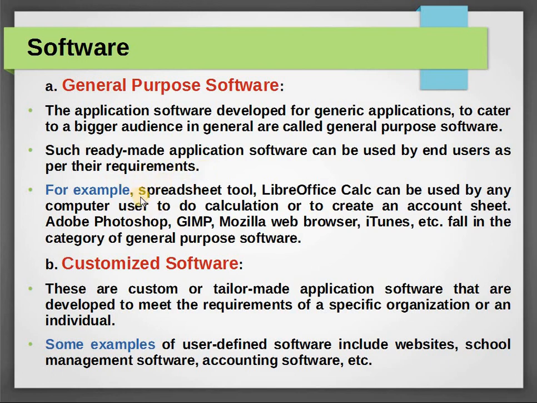Examples of general purpose software are spreadsheet tools. LibreOffice Calc can be used by any computer user to do calculations or to create an account sheet. Adobe Photoshop, GIMP, Mozilla web browser, iTunes, these all fall in the category of general purpose software. So in whole, general purpose software is made for general needs and can be used by a general user.